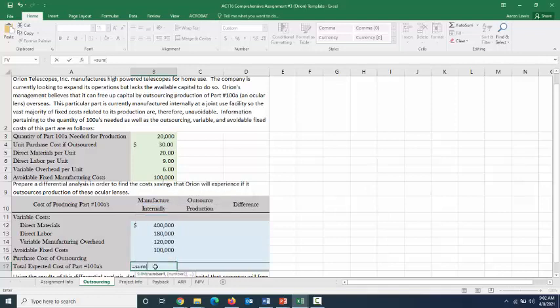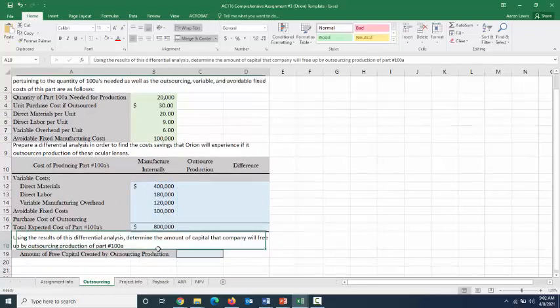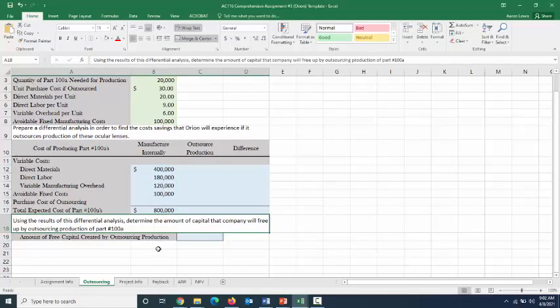So what is their total relevant cost related to manufacturing this part internally? Well, if they continue to do so, they're going to have to pay $400,000 for materials, $180,000 for labor, $120,000 in variable manufacturing overhead, and $100,000 in avoidable fixed costs. So the sum of those four numbers is our total relevant cost for our decision. It is going to cost Orion about $800,000 to manufacture these parts internally during the upcoming year.